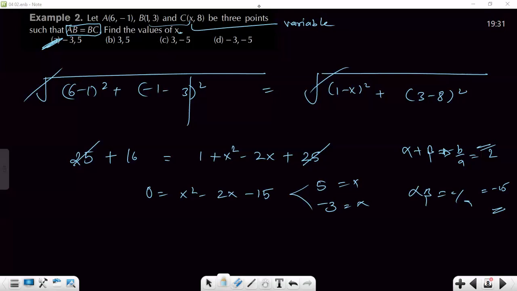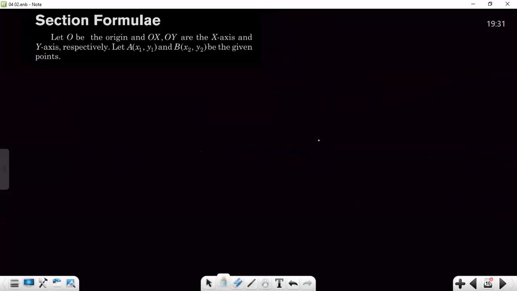Let's move ahead. Now comes the section formula. As mentioned here, let O be the origin. OX and OY are the axes then. Let there be a point and another point as the given points.